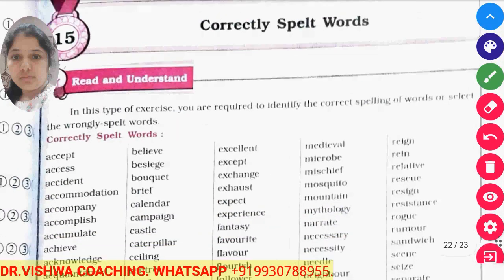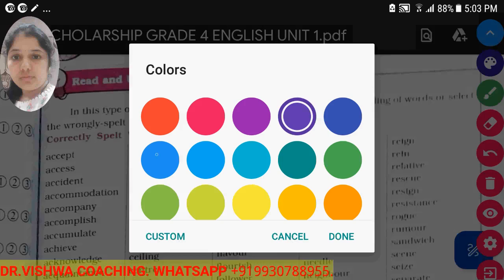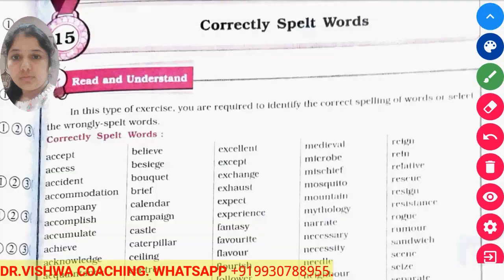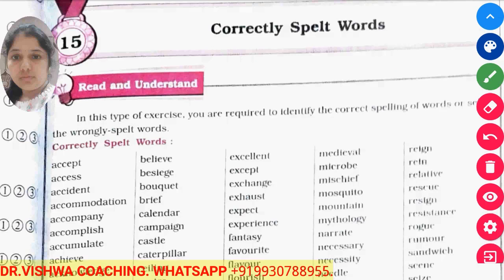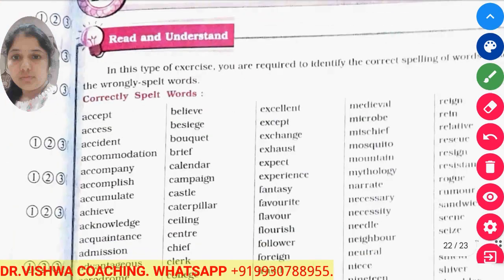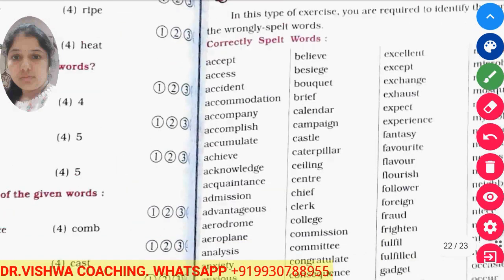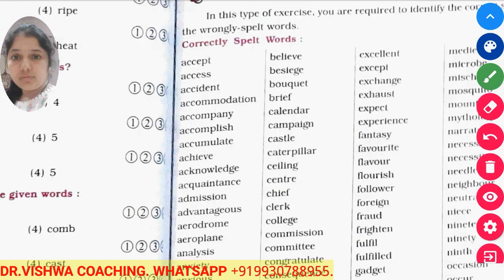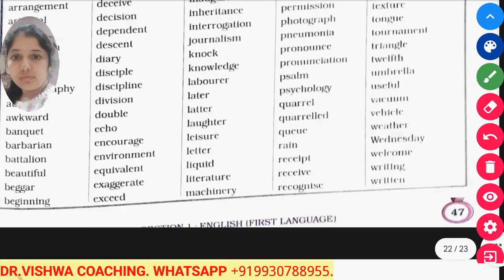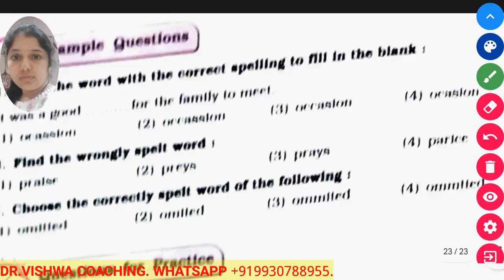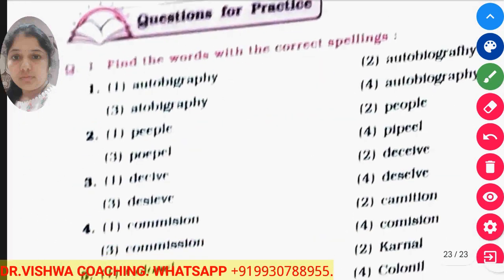Okay. Now some words we have to identify in the next exercise, which is based on the correct spelling of those words. In this type of exercise you are required to identify the correct spelling of the words, and select the wrongly spelled words. So many words are given here: accept, access, accident, accommodation, accompany, accomplish, accumulate, achieve, which are the list of words given here.